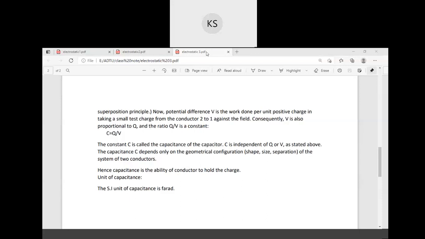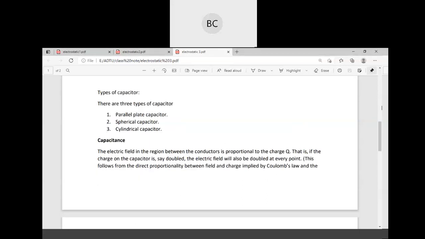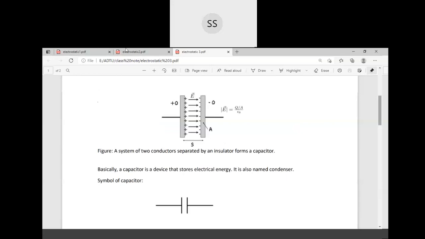Ma'am, notes. I'll send you in the WhatsApp group. Ma'am, can you repeat the first one? Which one? First one. First topic. Okay. Yes, ma'am. Okay.